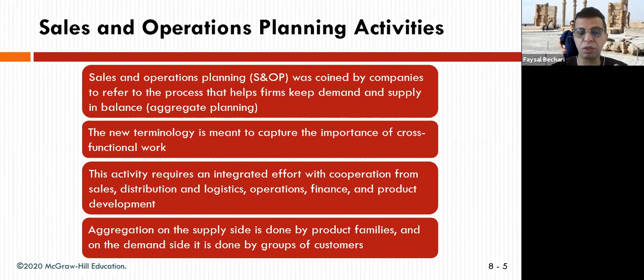And aggregation on the supply side is done by product families, what kinds of products are similar to each other. On the demand side, it's by groups of customers, what kind of customers are coming in this hour or next week or next year. This is how you do the aggregations.